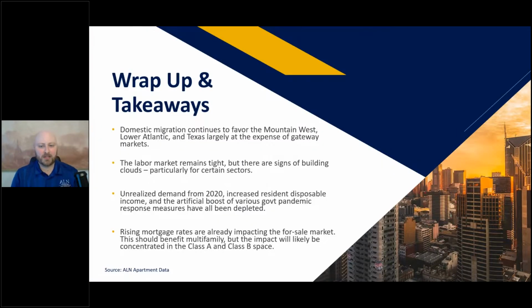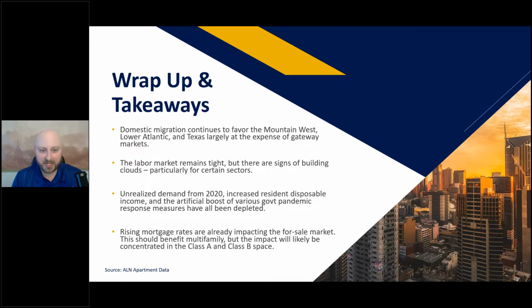And so kind of the wrap up for this section, and then we'll get into any questions that there might be. Domestic migration continues to favor Mountain West, Lower Atlantic, and Texas, largely at the expense of gateway markets. The labor market right now remains tight. There are some signs of building clouds, and as I said, particularly for certain sectors, we have started seeing some softening, but at the national level, nothing yet that's showing up in the numbers.